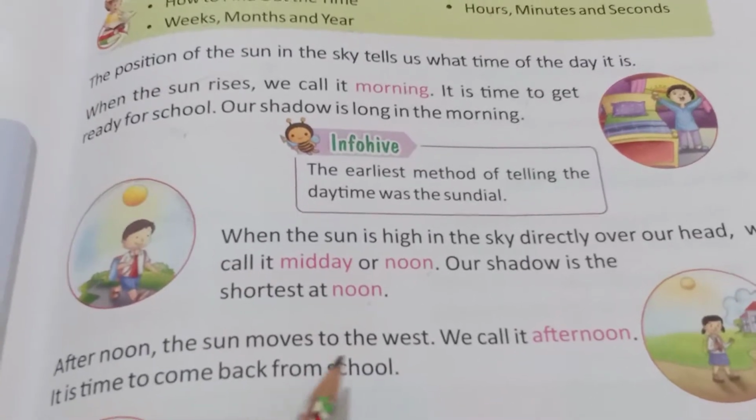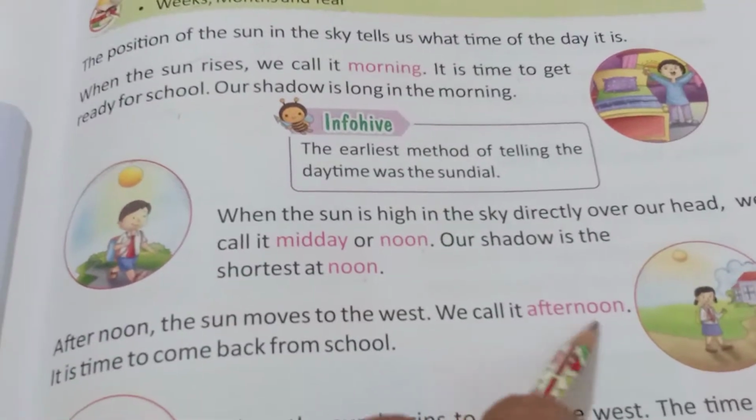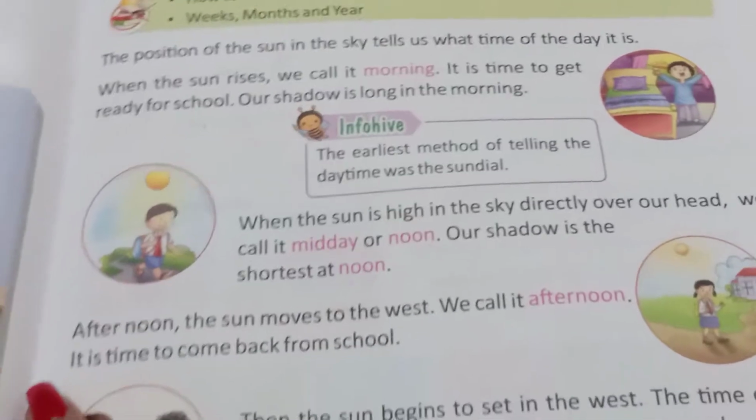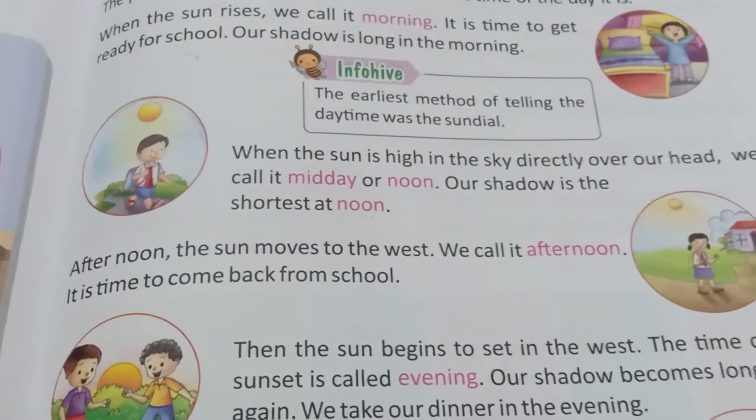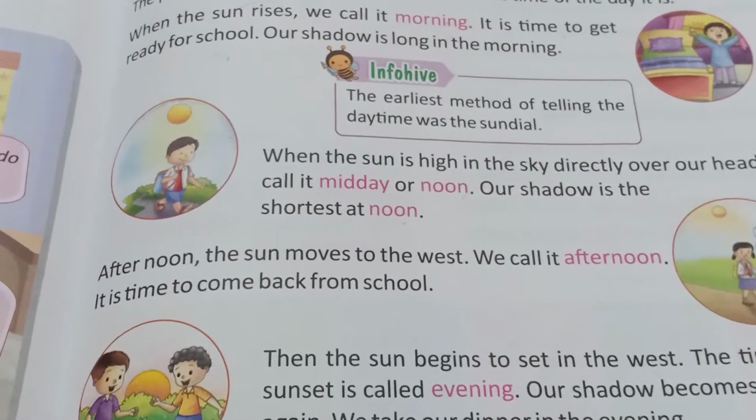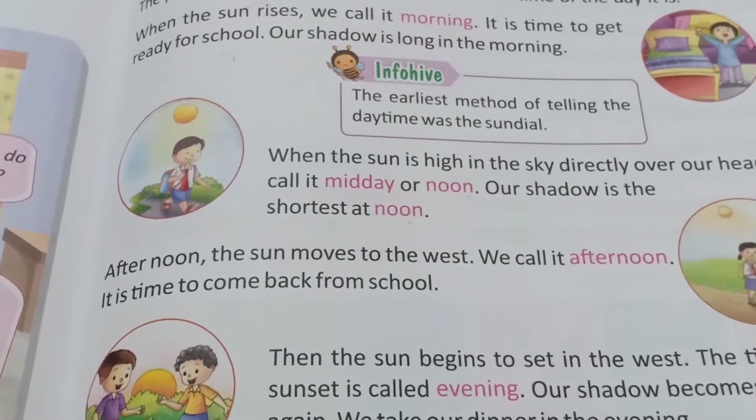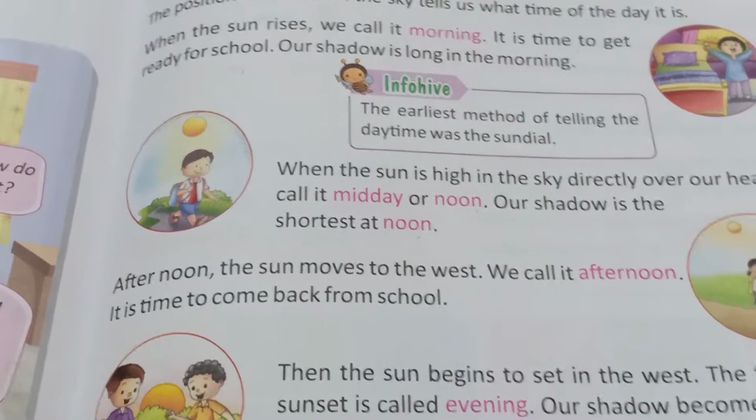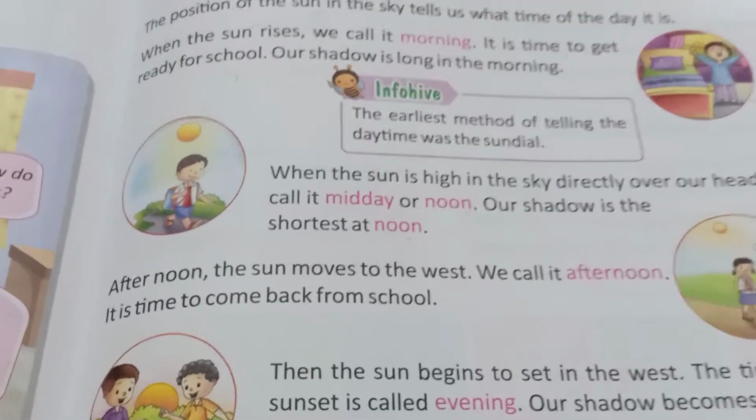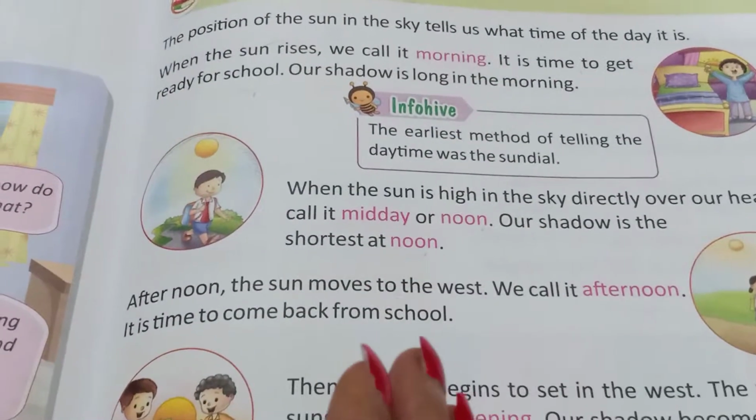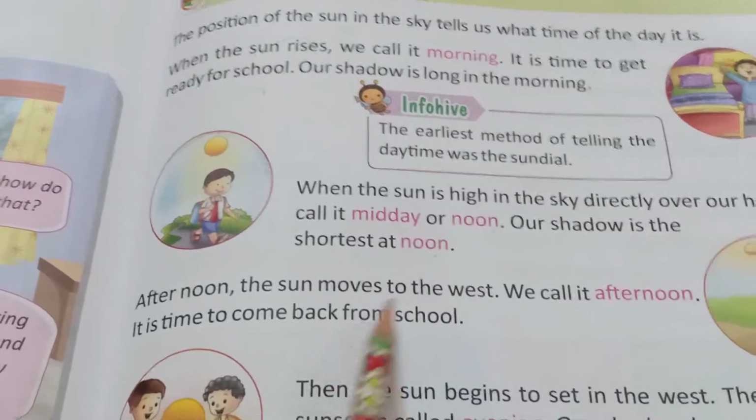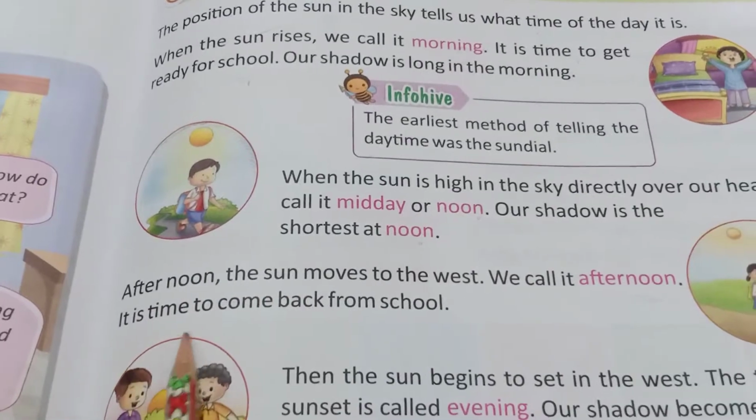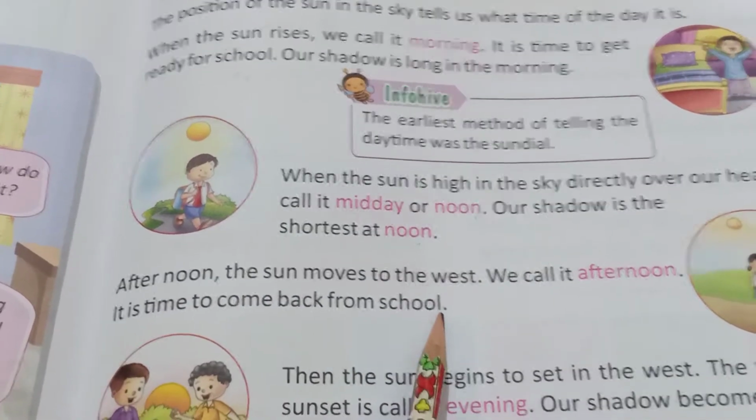Afternoon: when the sun moves to the west, we call it afternoon. जब noon के बाद सन वेस्ट की तरफ जाने लगता है, because वो वेस्ट की तरफ क्यों जाता है? When it rises from the east and it sets in the west. So the sun has to cover the east to west direction. So starting from east it goes to the west direction, so we call it afternoon. It is time to come back from school. In the afternoon we all come back from school.